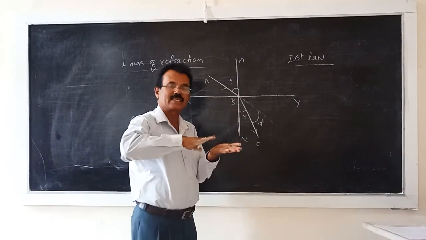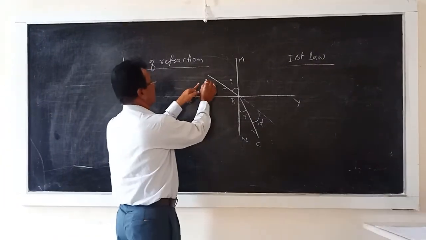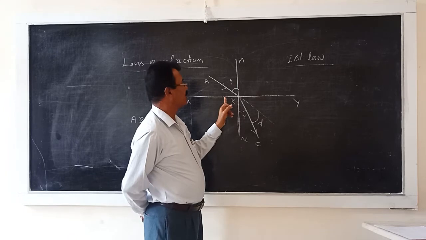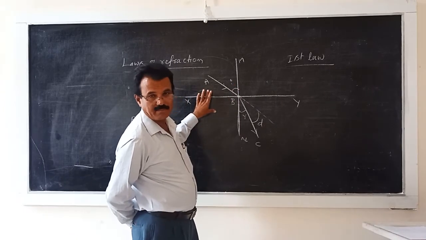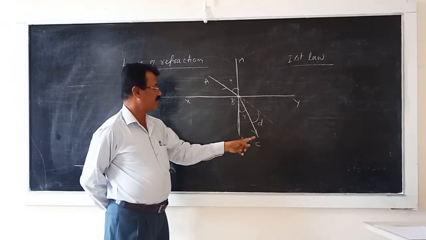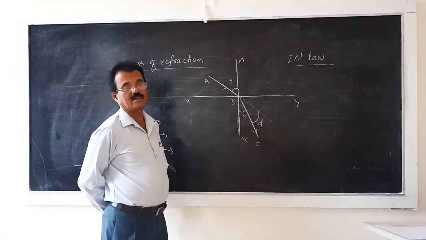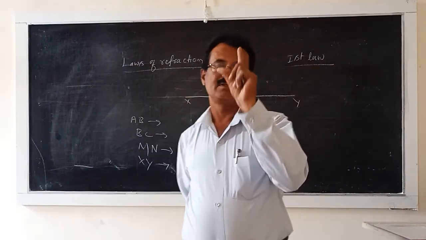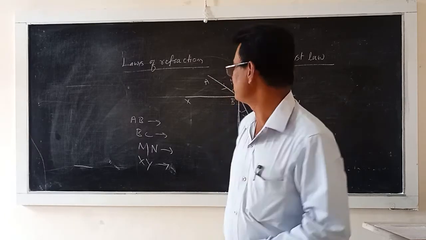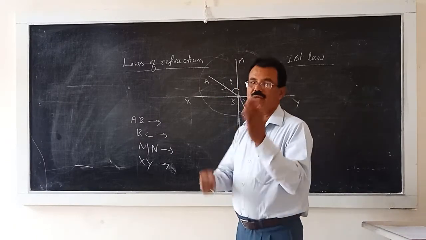At the point of incidence, all are in the same plane. The incident ray, refracted ray, and normal to the surface of separation or interface, all are in the same plane at the point of incidence. Very important. That is the first law.